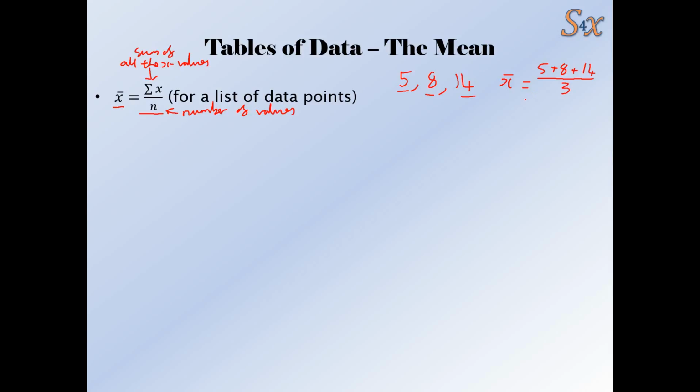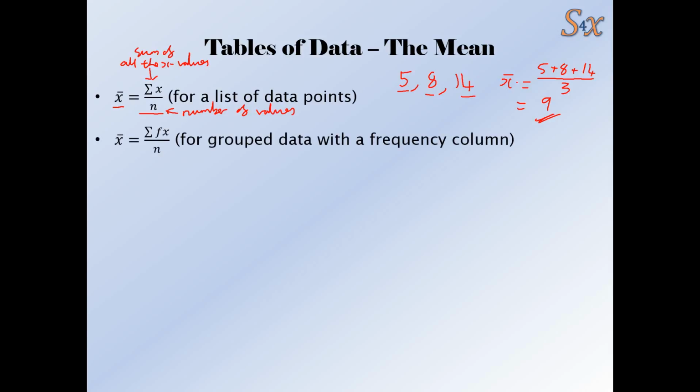So this is the normal way of working out the mean. We add everything together and divide by the amount of numbers, okay? So this is just kind of a fancy notation for probably the way you've always worked out the mean. If we do 5 plus 8 plus 14, we get 27, divide by 3, we get 9. So the mean of those 3 numbers is 9, okay? So it's fairly straightforward when we just have a list of numbers. We just add them all together and divide it by how many numbers there are.